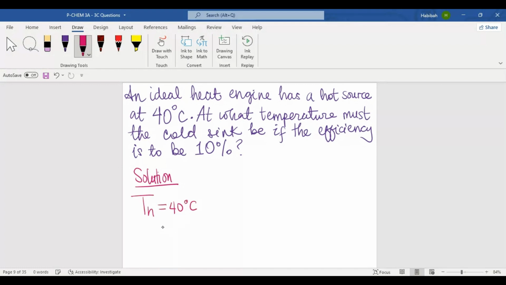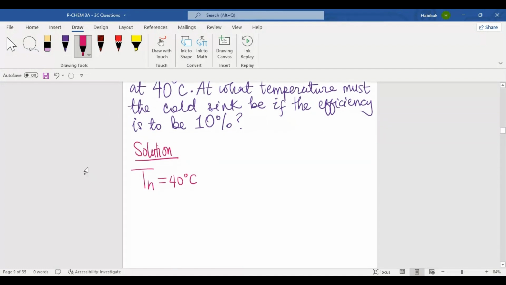As we know in chemistry, anytime we're given degrees Celsius, we have to go to kelvins. So the temperature of the hot source would just be the 40 degrees Celsius that we know plus 273.15. So the temperature of the hot source becomes 313.15 kelvins.